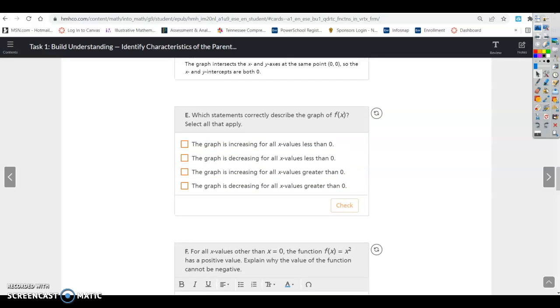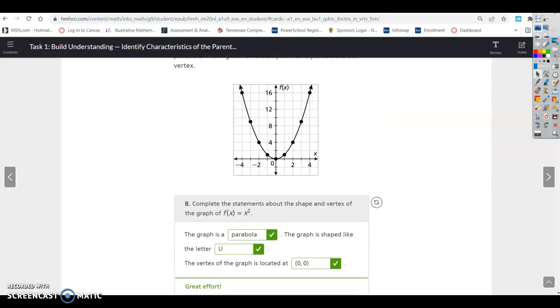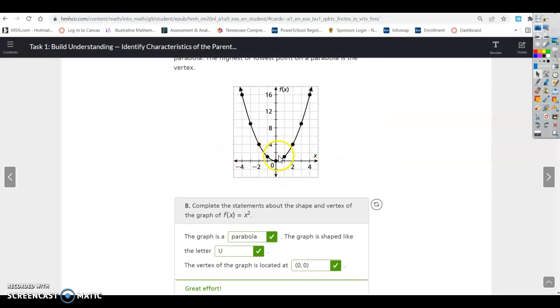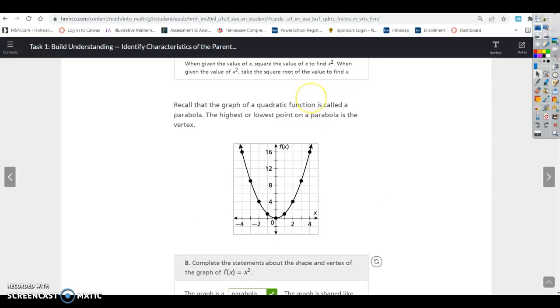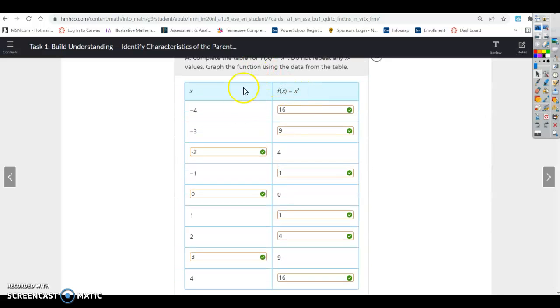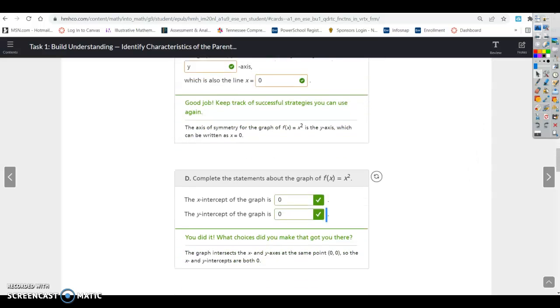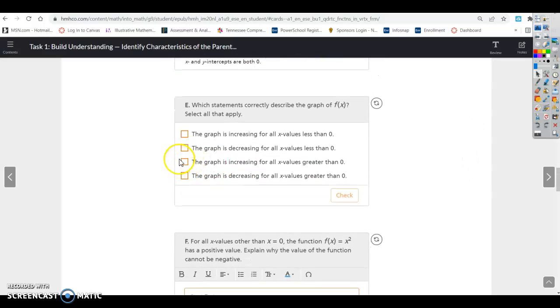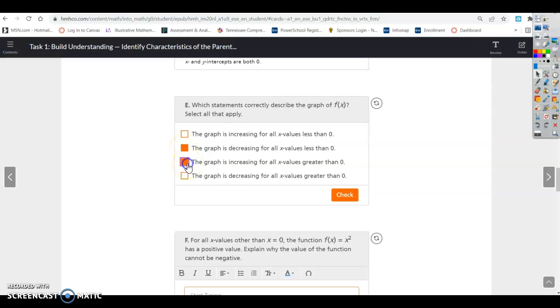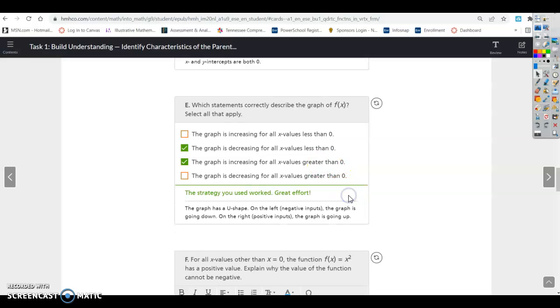All right, so if you look at the values that are less than 0, you can see that these values are decreasing. And then once you get to 0, you can see they start increasing again. And you also can see that from the table. Okay, 16, 9, 4, 1, 0. These values are decreasing. And then once you get to 0, you start increasing again. So the graph is decreasing on all x values less than 0 and increasing on x values greater than 0.